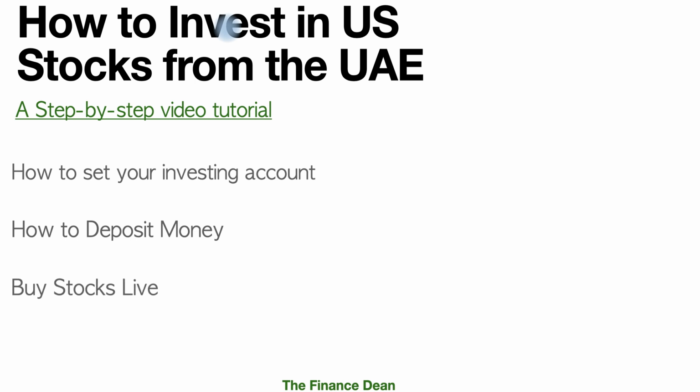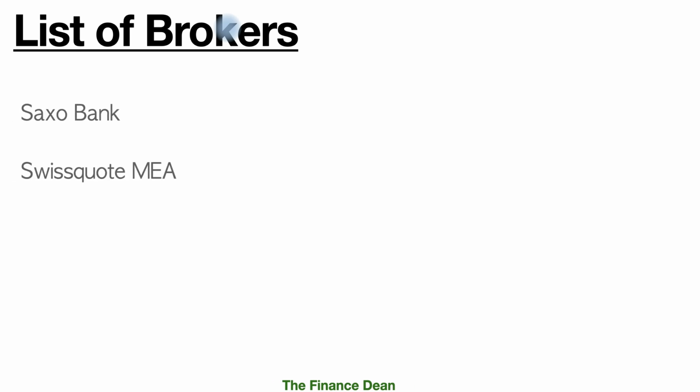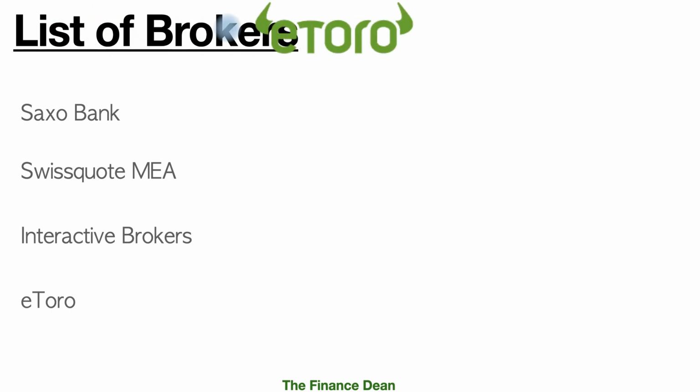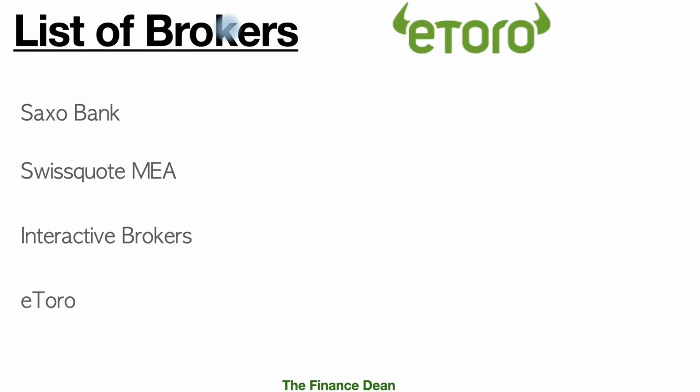Well, to invest in US stocks, you need to open a brokerage account. There are multiple brokers that you can use while in the UAE, such as Saxo Bank, Swissquote, Interactive Brokers, and eToro. But in this tutorial, we will talk only about eToro. We chose eToro because it's a user-friendly platform, especially for beginners. It requires a low minimum deposit and also offers zero commissions for trading stocks. That's why we believe it's one of the best platforms in the market.